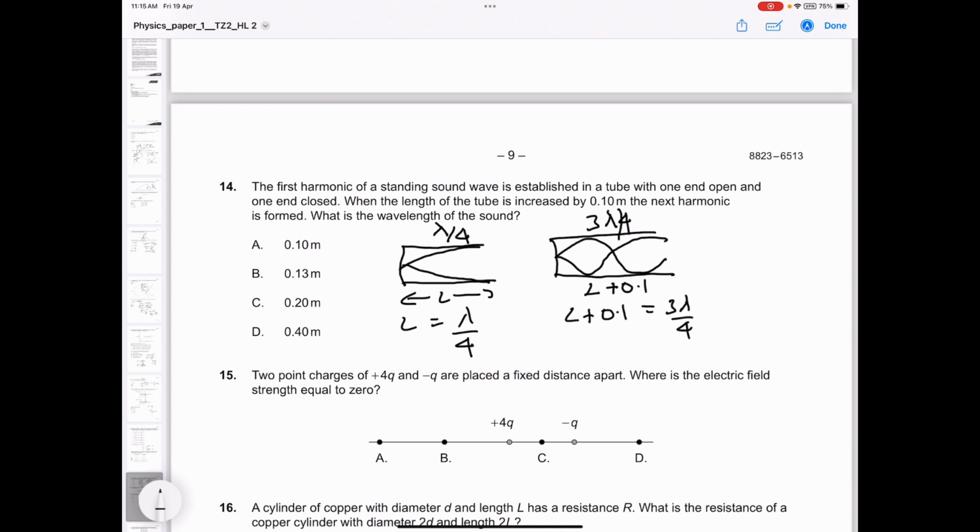But we know L is lambda over 4. Therefore we can say lambda over 4 plus 0.1 is equal to 3 lambda over 4. Therefore 0.1 is equal to 2 lambda over 4, or lambda over 2. Therefore lambda is equal to 0.2. The answer for number 14 is C.